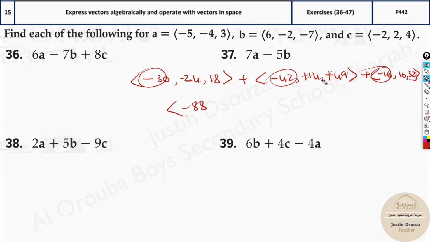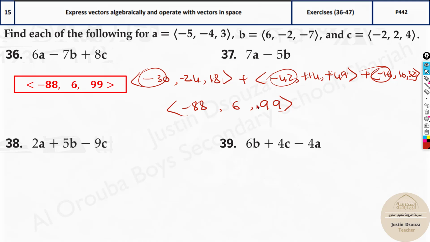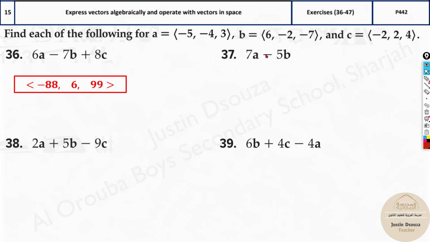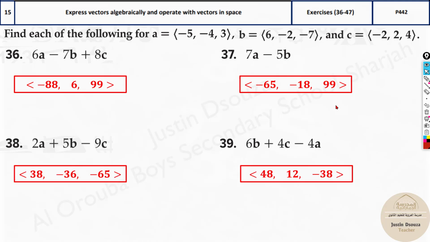Same thing you need to do for the others. Over here we have 20, 30. It will be positive 6. And lastly we have 49 plus 32, that is 81, 91, 99. So that is the answer for the first one. Same way please do it for the others. Just use a calculator and multiply, that's it. Even over here it's simpler because there's only 7 times A minus 5B. Do it and then you will get the answers. So this is how we do these.